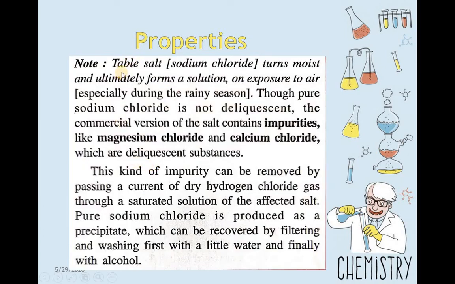This also you know, table salt turns moist and ultimately forms a solution on exposure to air, especially during the rainy season. But pure sodium chloride is not deliquescent because the commercial version contains generally calcium chloride and magnesium chloride as impurities, which are deliquescent substances. This kind of impurity is removed by passing a current of dry hydrogen chloride gas through a saturated solution of the affected salt. Pure sodium chloride is produced as a precipitate that will be recovered by filtering and washing first with a little water and finally with alcohol. This you have to remember.